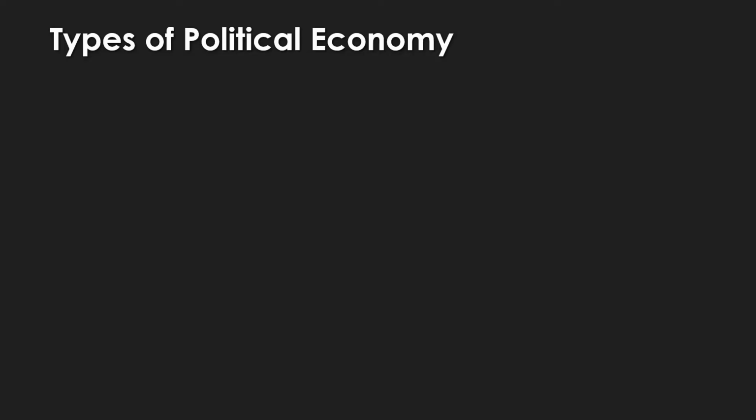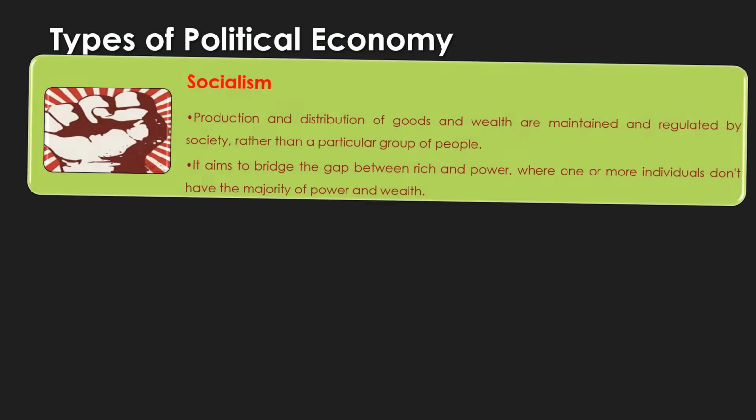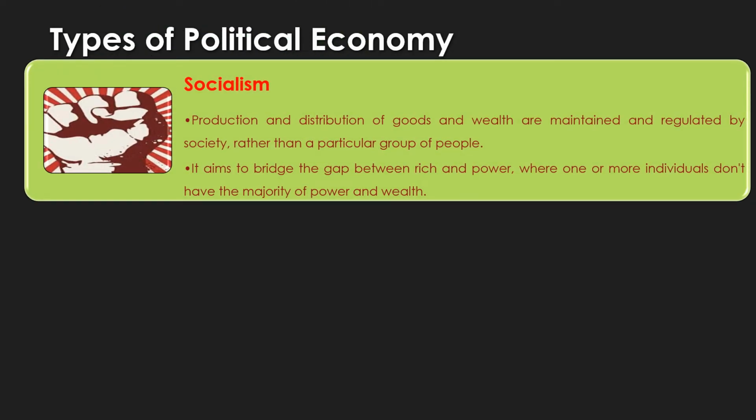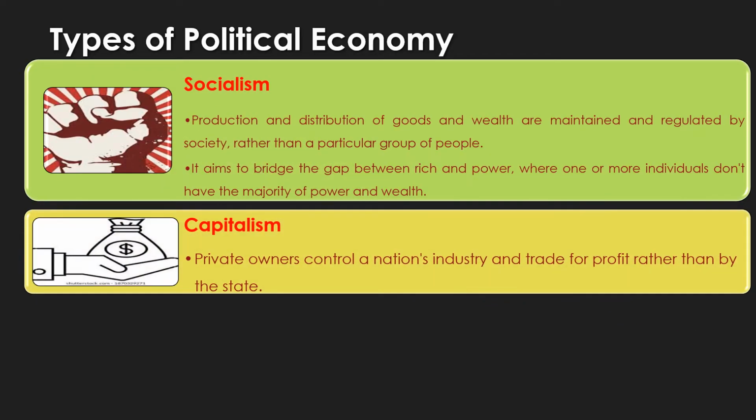We can categorize the political economy into three types. First one is socialism. Here, the production and distribution of goods and wealth are maintained and regulated by the society rather than a particular group of people. It aims to bridge the gap between the rich and poor. Here, one or more individuals don't have the majority of the power and wealth, whereas in capitalism, private owners control national industry and trade for profit rather than the state.